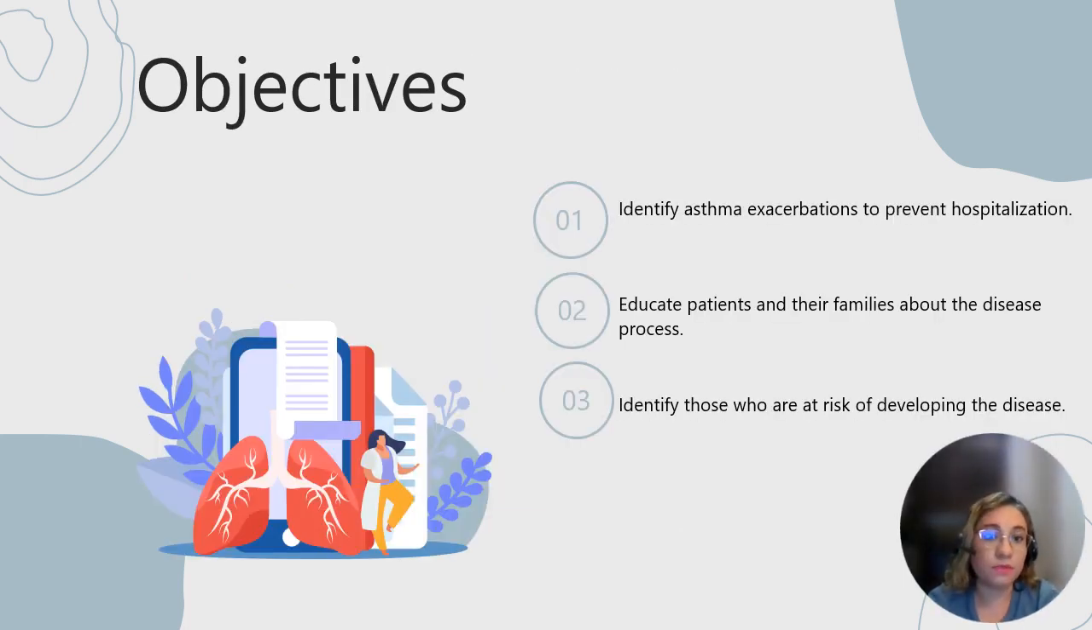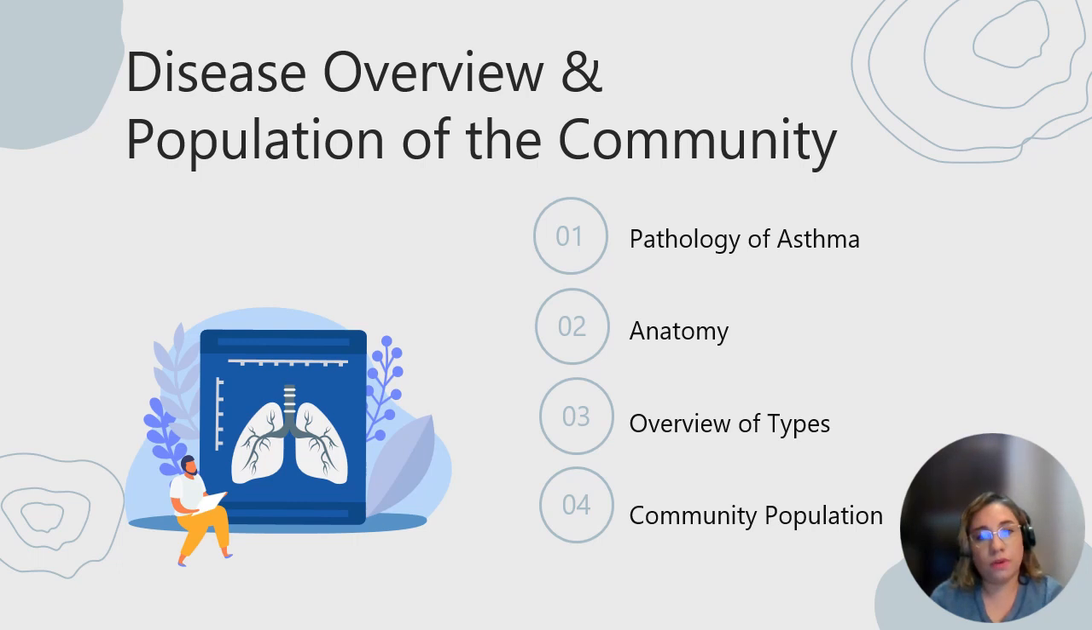The objectives for this presentation are going to be identifying asthma exacerbations to prevent hospitalization, educating patients and their families about the disease process, and identifying those who are at risk of developing the disease. For the disease overview and population of community, we're going to go over pathology of asthma, anatomy, overview types, and community population. So to begin with, we're going to define what asthma is.